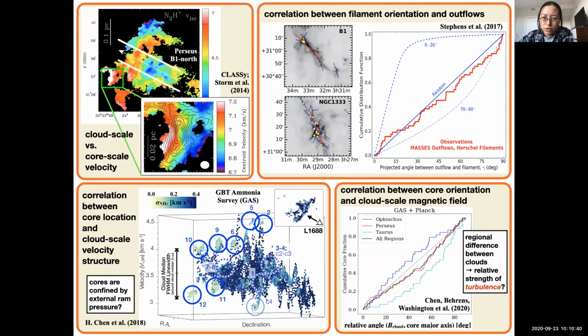We compared the core orientation as traced by the GBT ammonia survey to the cloud-scale magnetic field as traced by Planck. We found that the correlation between these two directions seems to vary from cloud to cloud. So this could say something about the turbulence level within each cloud, and different orientations could just mean that in different clouds, the turbulence is playing a different role. These are just some examples, but they are mostly on the cloud scale. And what about the core scale?